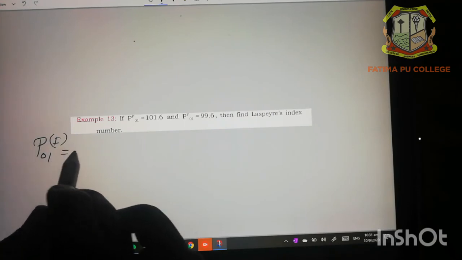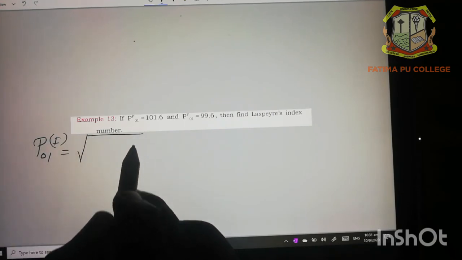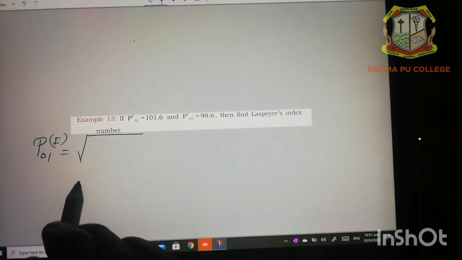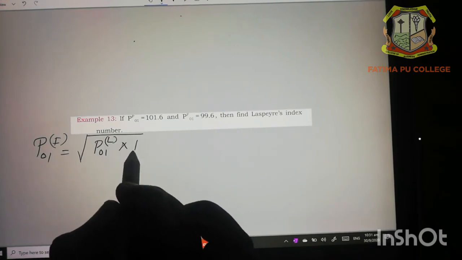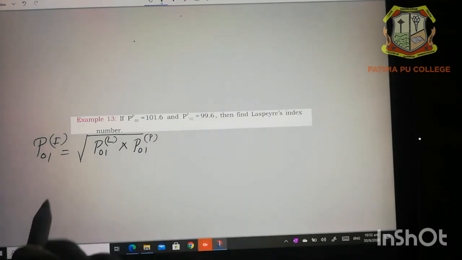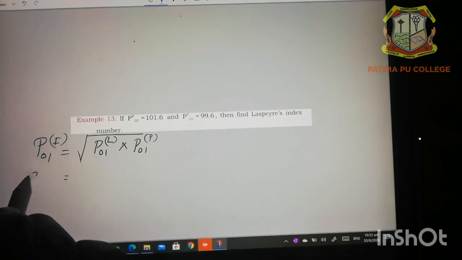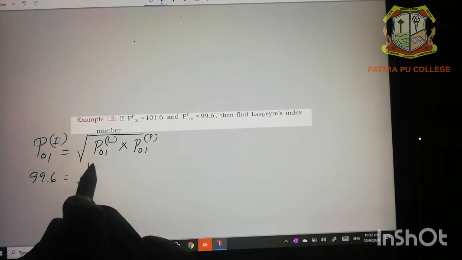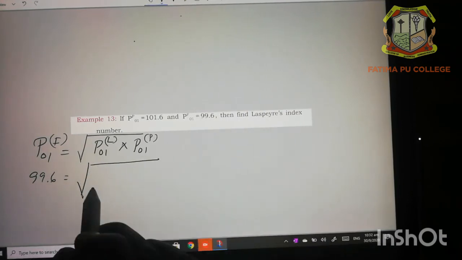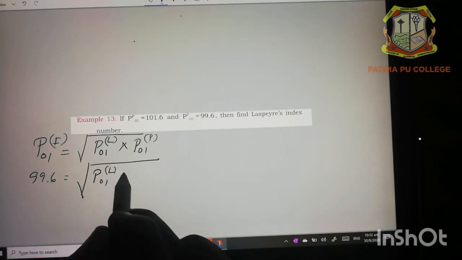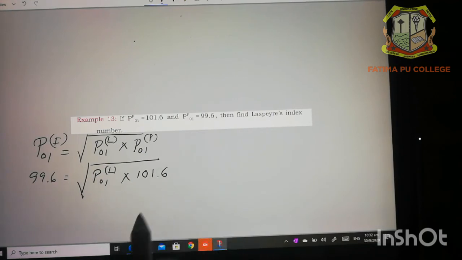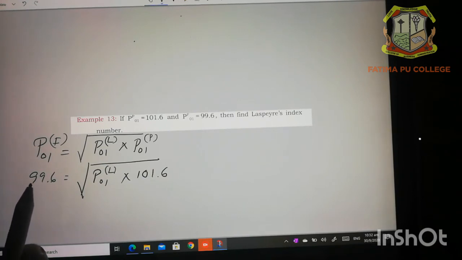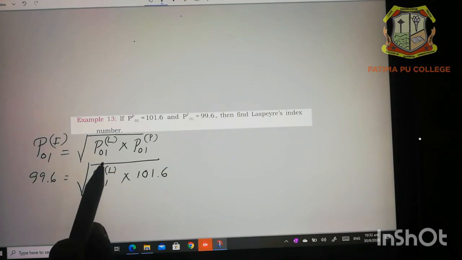Is it right? P01F is equal to square root, that is Fisher's index number is the geometric mean of Laspeyres' and Paasche's index number. Is it right? Fisher's index number is 99.6. Laspeyres' index number is what we need to find out. So we'll keep this as it is, into P01P, that is Paasche's index number, 101.6. Now students, what we have to do?